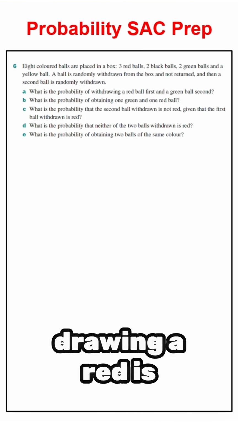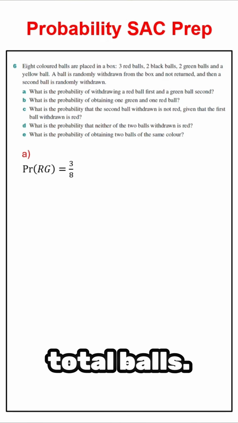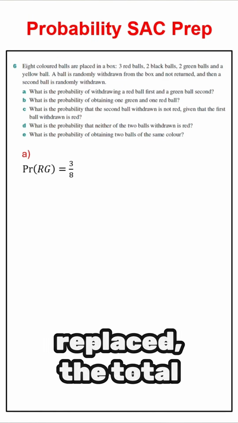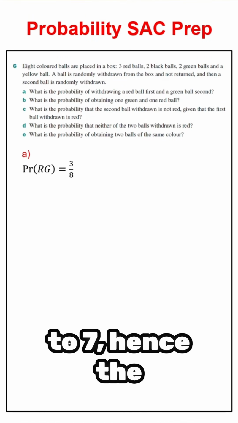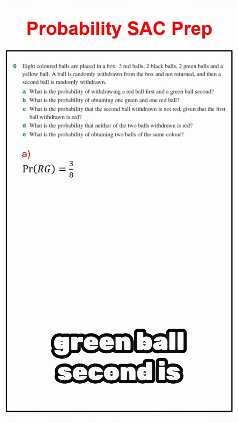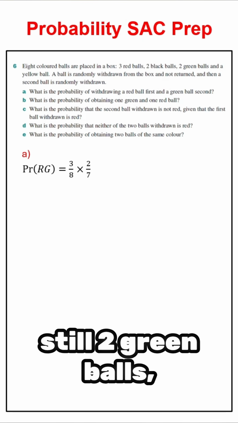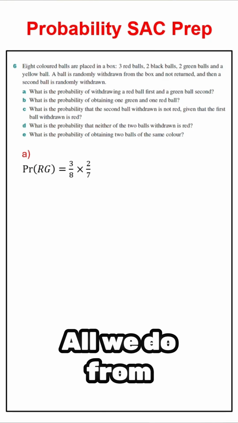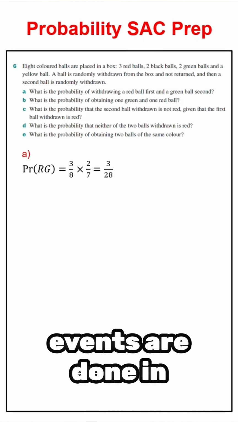First, the probability of drawing a red is 3 out of 8, since there are 3 red balls and 8 total balls. But things change in the second stage. Because the balls aren't replaced, the total number of balls drops down to 7. Hence, the probability of drawing a green ball second is actually 2 out of 7, since there are still 2 green balls, but now only 7 total balls. All we do from here is multiply the two probabilities, since these events are done in sequence.